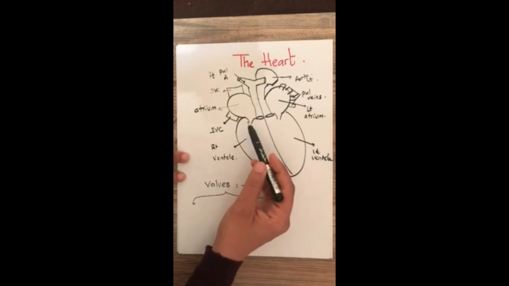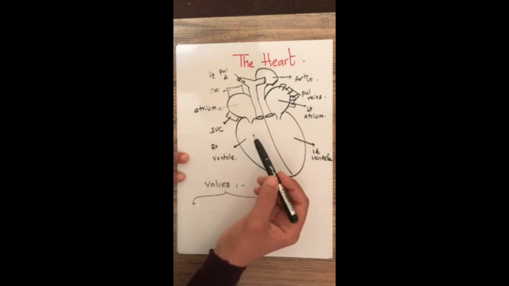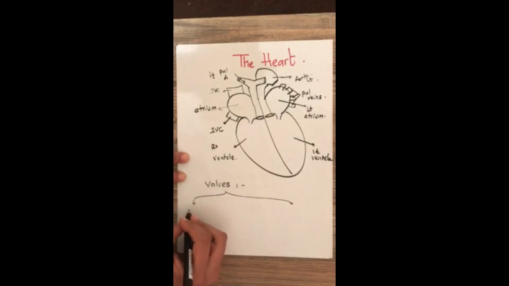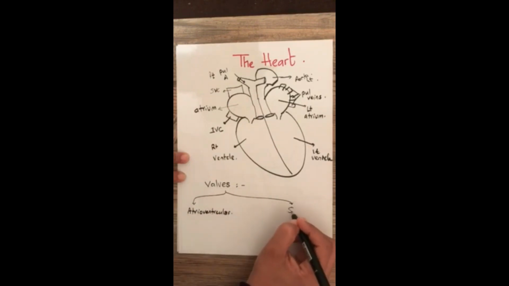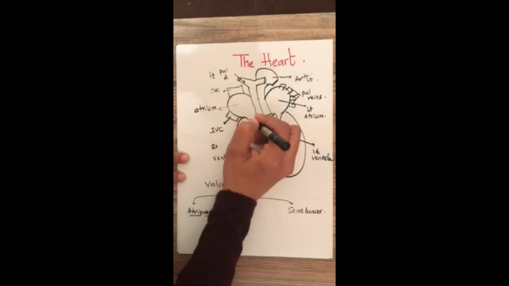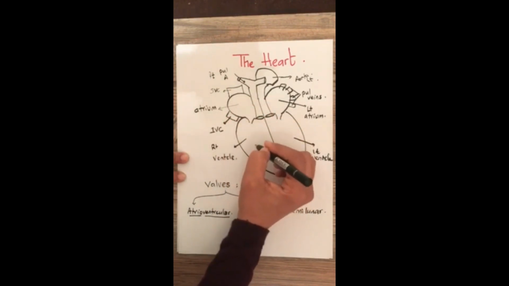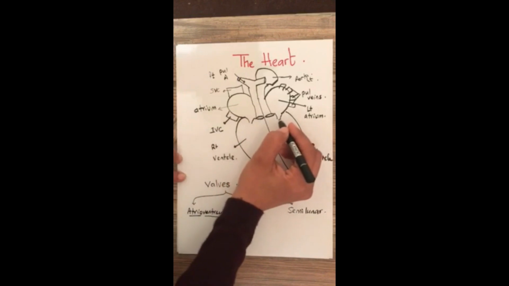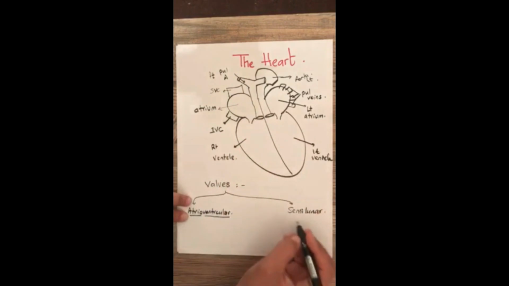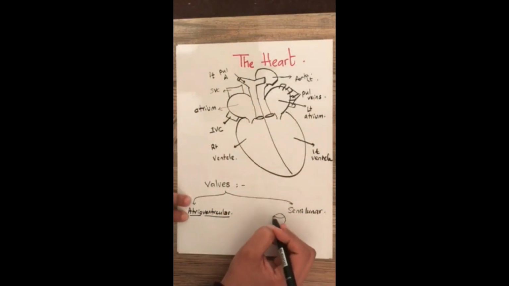Plus, we have openings, 4 openings, or they are called valves, right and left. The valves are atrioventricular and semi-lunar. They're called atrioventricular because they are at the junction between atria and ventricle. So we have right atrioventricular and left atrioventricular. This is number 1.